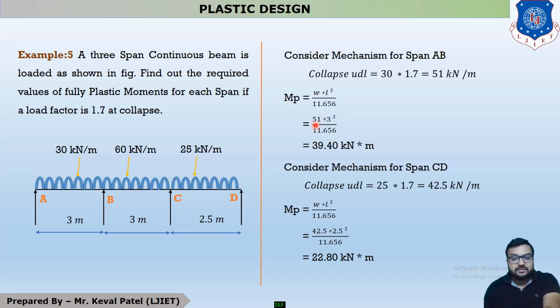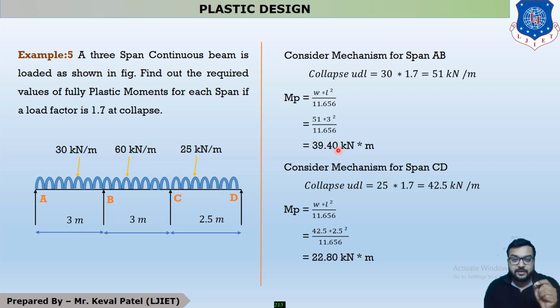Now, what is the value of W? It is 51. The value of L is 3, divided by 11.656. Then you will get your answer 39.40 kilonewton meter.